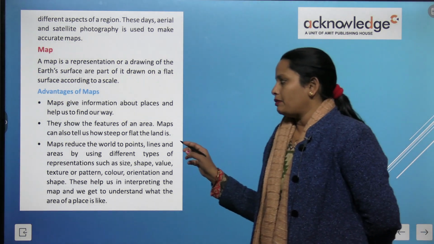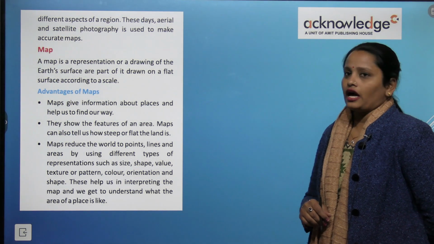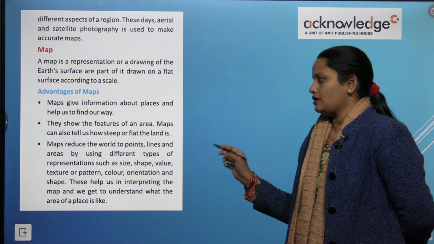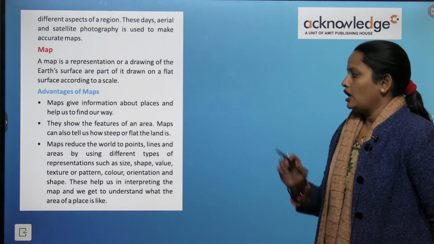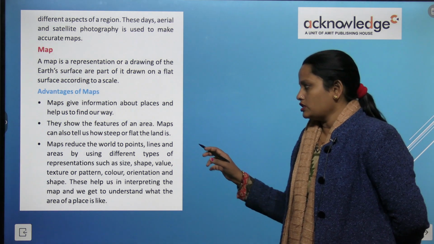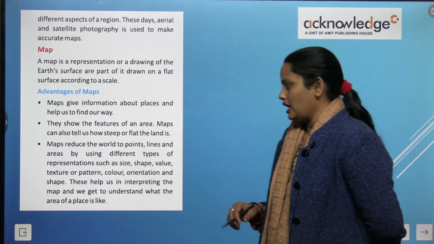फ्लैट है. Maps reduce the world to points, lines and areas by using different types of representations such as size, shape, values, structure, texture or patterns, colors, orientation and shape. So ये different things जो यहाँ पे mention की गई, इन सारी चीजों के ऊपर फोकस करता है मैप.